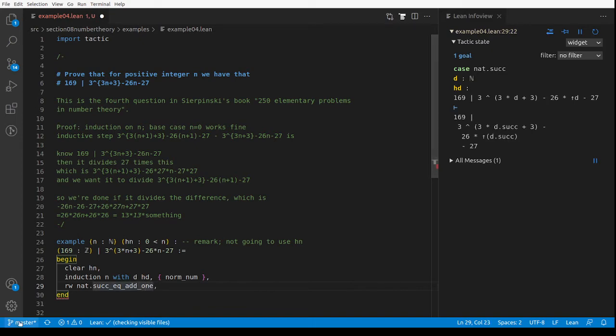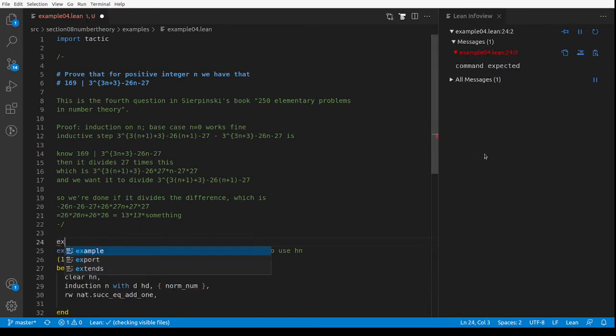Because when you use Lean's induction tactic, it uses the constructors, which are 0 and succ. So now what are we going to do? This is going to be quite a struggle, I suspect. Well, maybe not a struggle, but still. The first thing we need to do is multiply this first thing by 26. So we need to know that if A divides B, then A divides C times B.